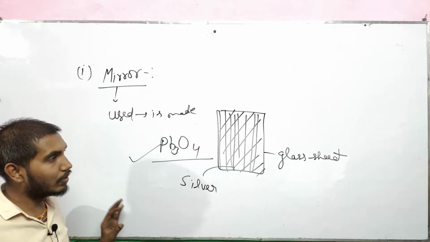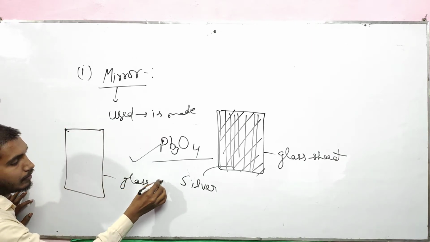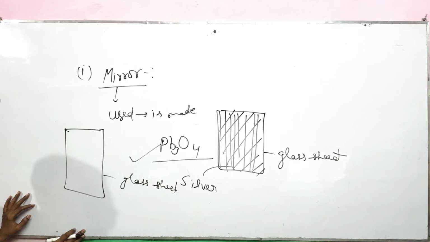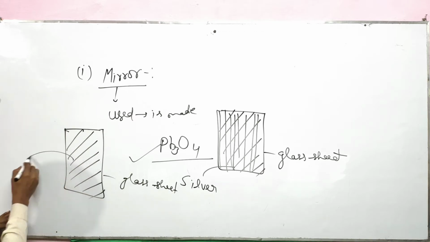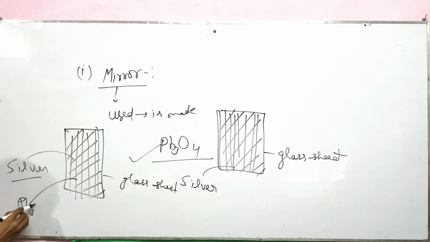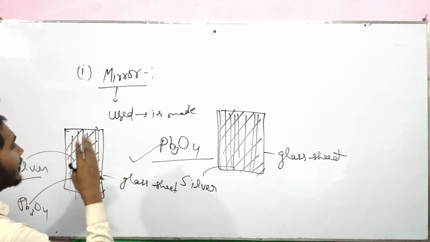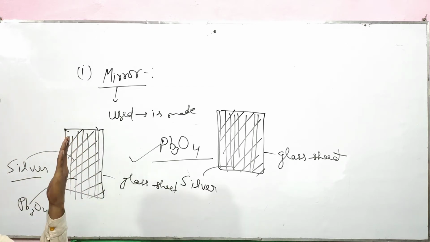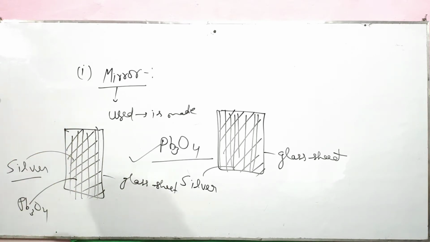Understood everybody? Once again, see. Glass sheet. At one side we deposit the silver layer. To protect this silver layer, we coat this plate with Pb3O4. Hence, our mirror is ready. From the opposite side, we can see our face. And the side where we coated all these is made reflecting.